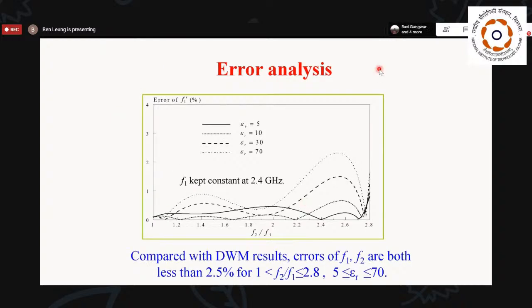Okay, we have done an error analysis for our formulas. We compare our results with the DWM, dielectric waveguide model, result. And we found that the error is less than 2.5% for the frequency ratio between 1 and 2.8, and for epsilon R, the dielectric constant, between 5 and 70.